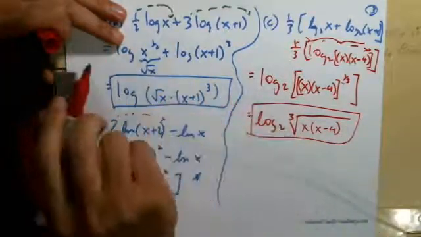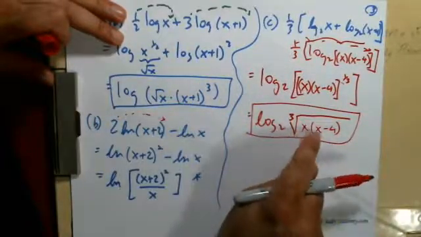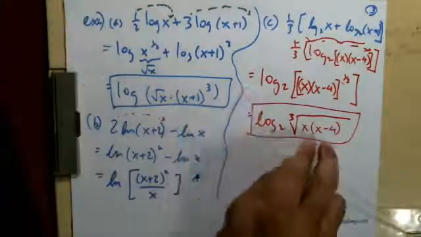I don't know what the book says. Yes, that's what the book says. You can distribute this out if you want, or just keep it as factored.